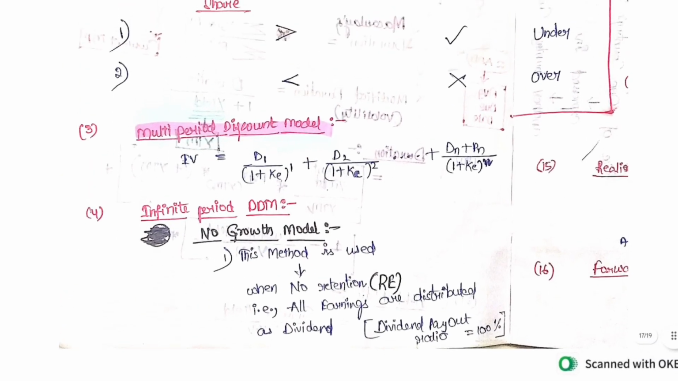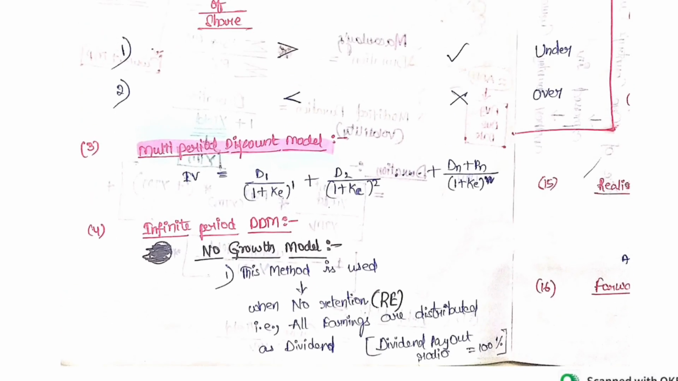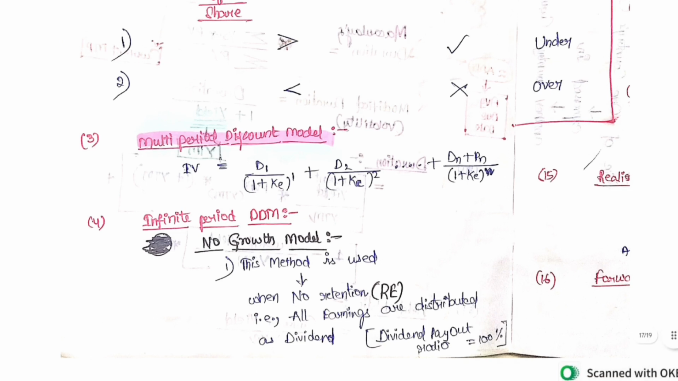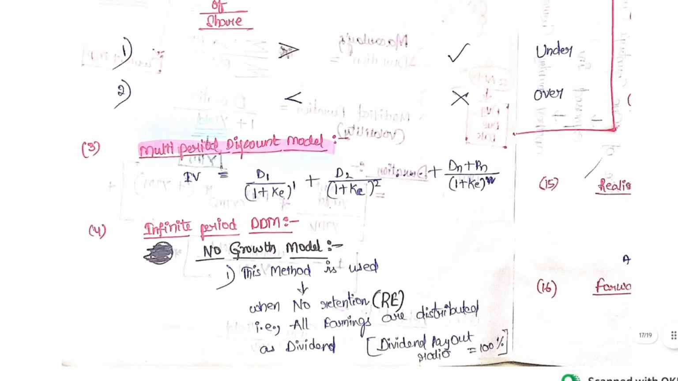Multi-period discount model. Intrinsic value equals D1 by (1 plus KE) to the power 1, plus D2 by (1 plus KE) to the power 2, and so on, plus DN plus PN divided by (1 plus KE) to the power N. Infinite period dividend discount model: no growth model. This method is used when there is no retained earnings, that is, all earnings are distributed as dividend. That means the dividend payout ratio is 100%. We use the infinite period dividend discount model, no growth model.